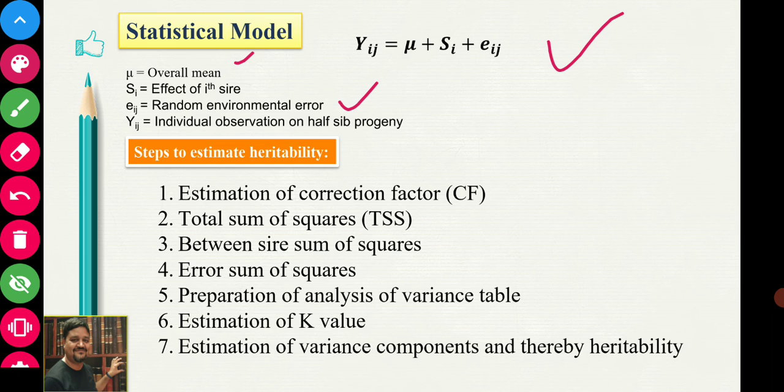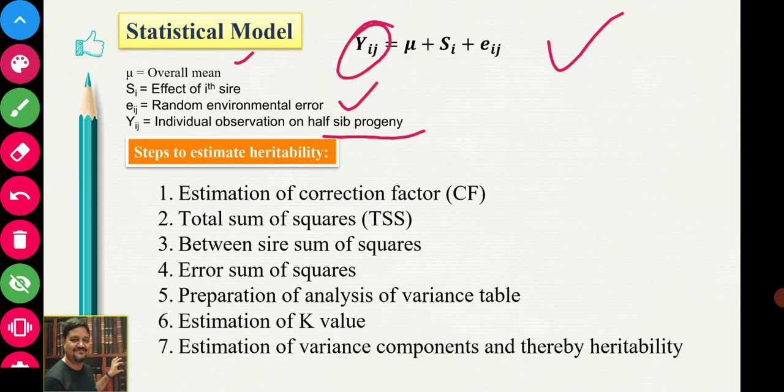Any kind of error that is created due to environment or any other things. Eij is the random error, mostly environmental. Then yij, what is yij? It is the individual observation of a half sib progeny, so the performance of the half sib progeny. Suppose 10 progenies are there, then you will have 10 yijs. So this is the statistical model based on which we will be calculating the heritability.